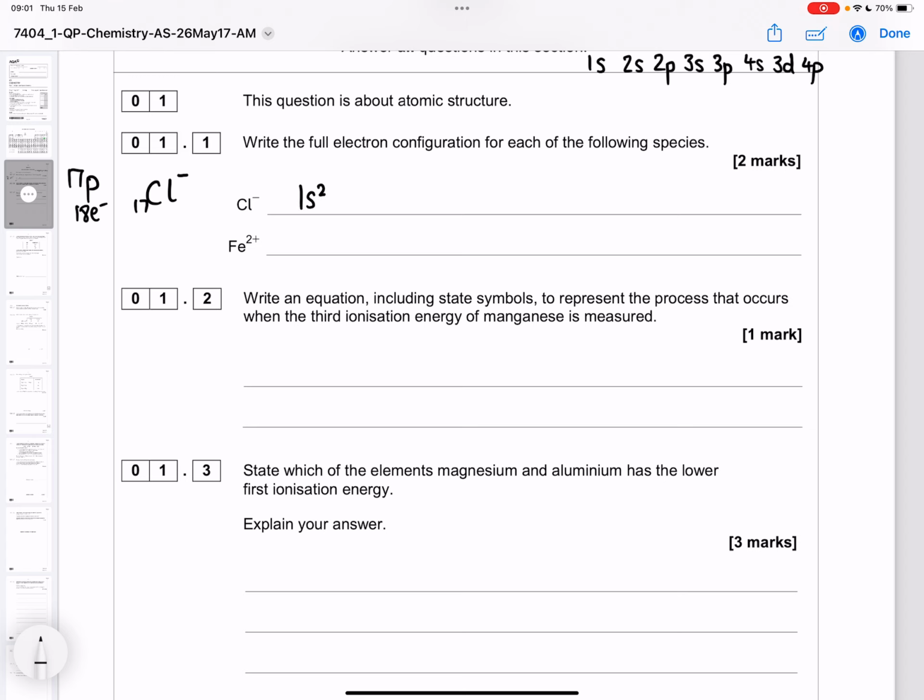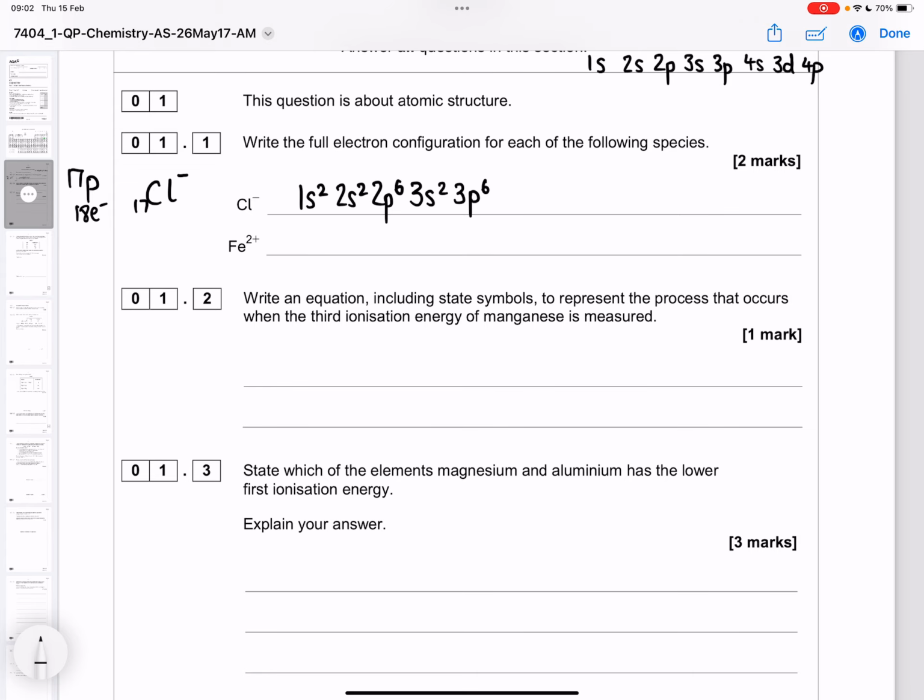So we start with 1s2, and we work our way along, 2s2, 2p6, 3s2. If we add that up so far, we've got to 12, so we need another 6, which is all of the 3p. Then we're asked to repeat the process for Fe2+.